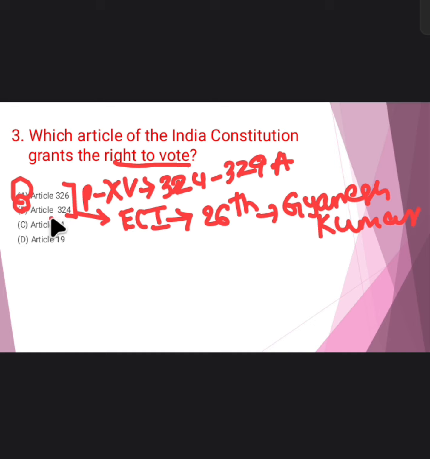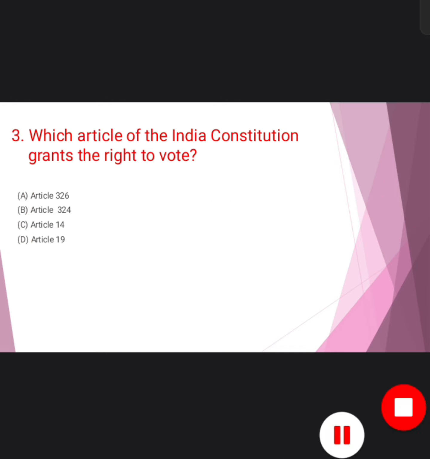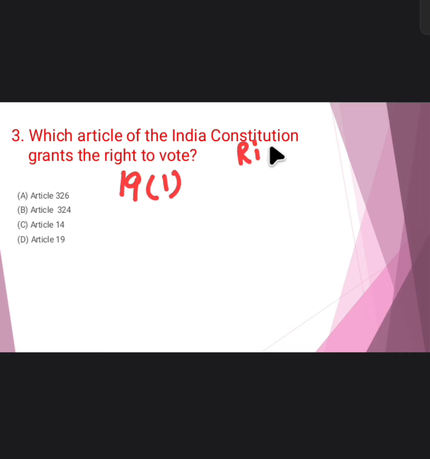Article 14 and Article 19 belong to Part 3 of the Constitution of India, which talks about fundamental rights. Article 14 talks about equality before law and equal protection of law. Article 19 has 6 categories of fundamental rights, which are related to freedom of speech and expression. Basically, Article 19, Clause 1 gives the citizens rights, and Clause 2 contains restrictions.